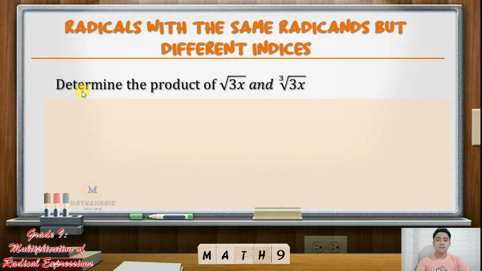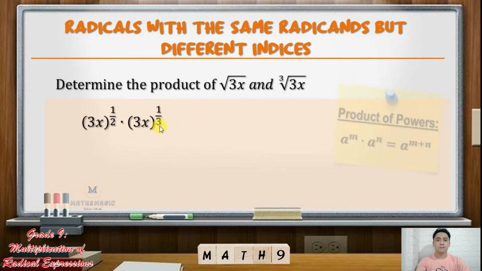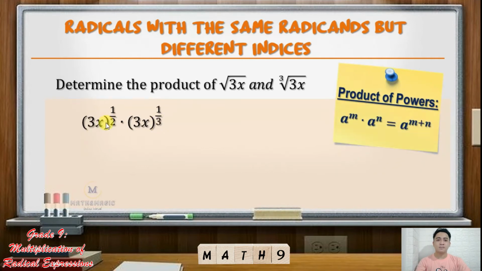As an example, determine the product of square root of 3x and cube root of 3x. Here we will first change each radical into exponential form. Square root of 3x is 3x raised to 1/2, while cube root of 3x can be expressed as 3x raised to 1/3. Next, we will apply the product of powers rule. Since the bases are the same, 3x, we will add the exponents 1/2 and 1/3.